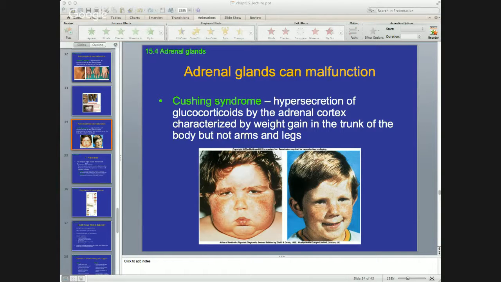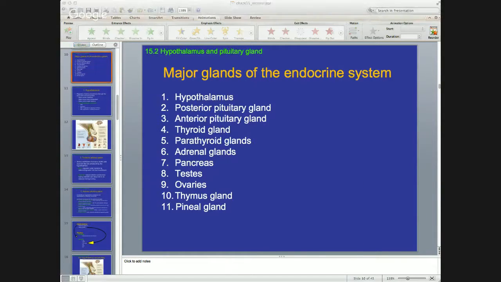What is the role of the pancreas in the digestive system? And I will wait for your answer. Yes, very good, Katie. Produce and secrete digestive juices, which are the enzymes that are involved in breakdown of your food. Okay, so the pancreas plays a role in digestion. The pancreas also plays a role in the endocrine system. So let's see what it does.